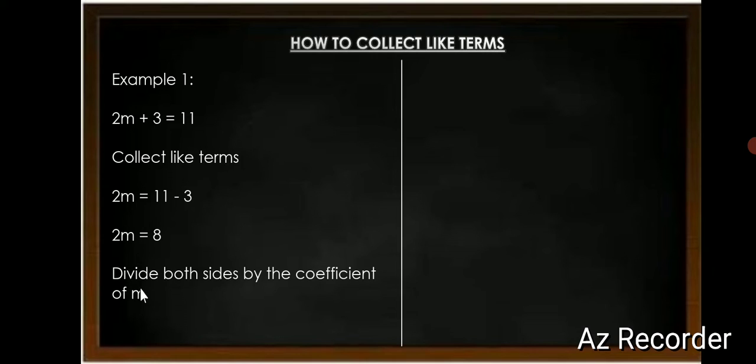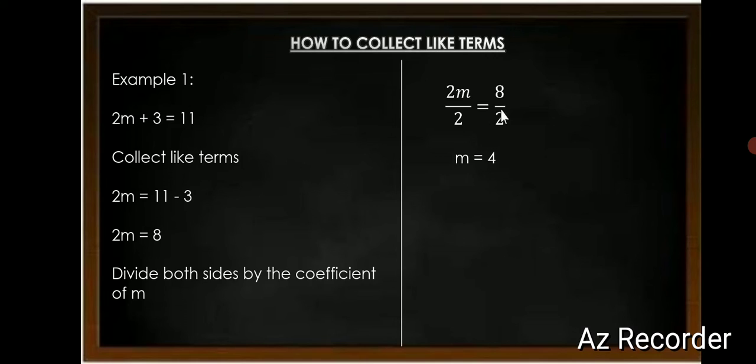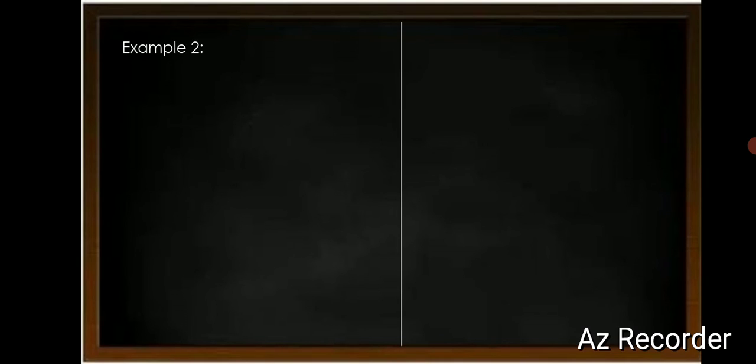So we'll have to what? Divide both sides by the coefficient of m. So dividing both sides by the coefficient of m, which is 2, we'll have 2m divided by 2 equals 8 divided by 2. So when 2 cancels 2, we have 1m. When 2 goes into 8, we have 4. So our answer is 4. Let's take a look at another example.